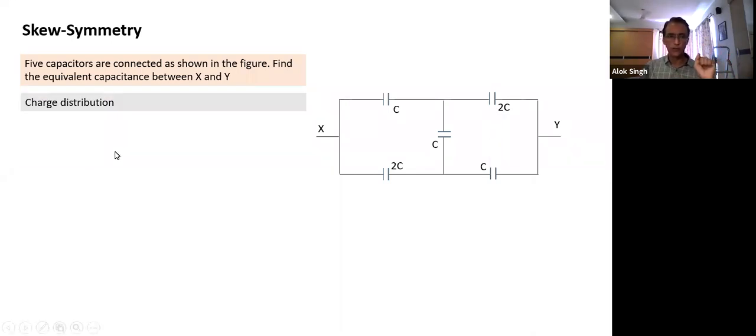A few steps less. So, charge distribution. Let me mark the charge distribution. We are going to solve this question with the basic approach. Capacitance between 2 points is equal to the charge given to the junction divided by the potential difference between the 2 points. So I'm going to base on the charge distribution and find the potential difference. The ratio of charge to potential difference will be the capacitance.